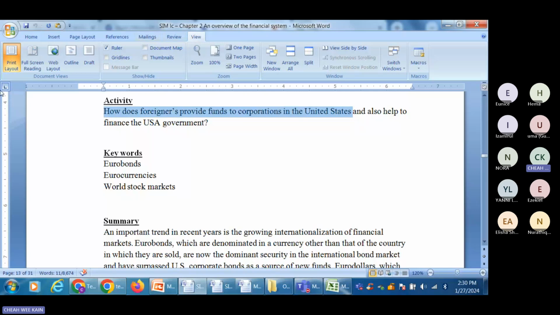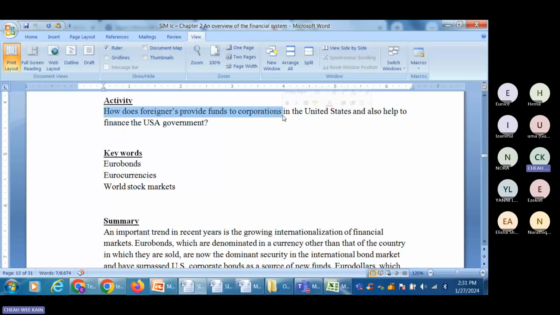Now, how do you finance the US government? You buy the US government bonds, right? You can buy the US government bonds. Now, here also, how does a foreigner provide funds to a corporation indirectly? You can do it by another method.